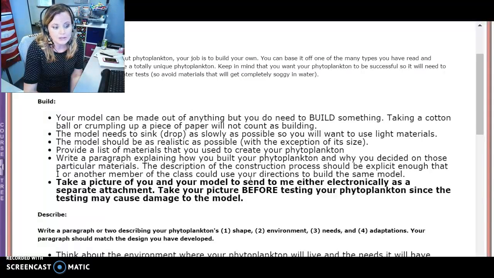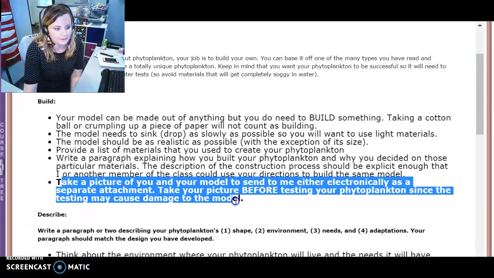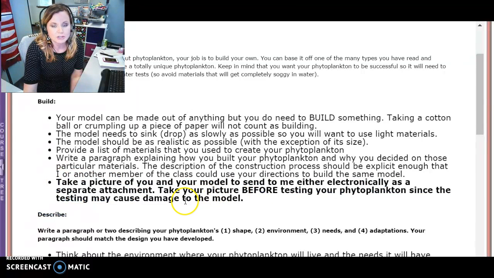Take a picture of you and your model to send to me, either electronically or as a separate document. Take a picture before testing the phytoplankton so it's not ruined. So every one of you should be turning in a picture to me of you posing with your phytoplankton. These are my favorite pictures of the year, so don't mess with my joy.